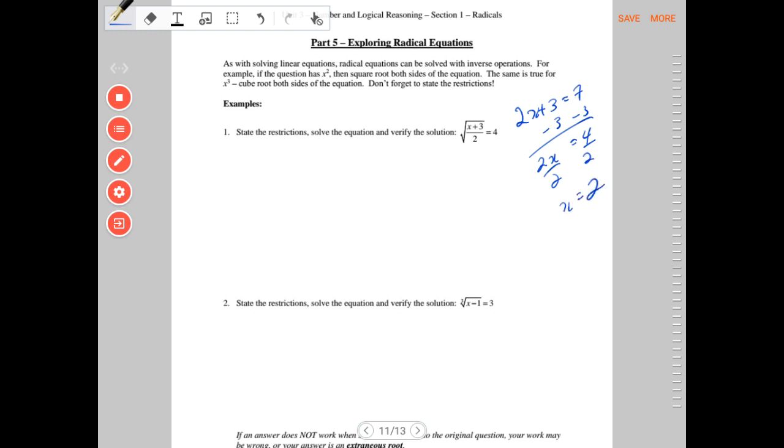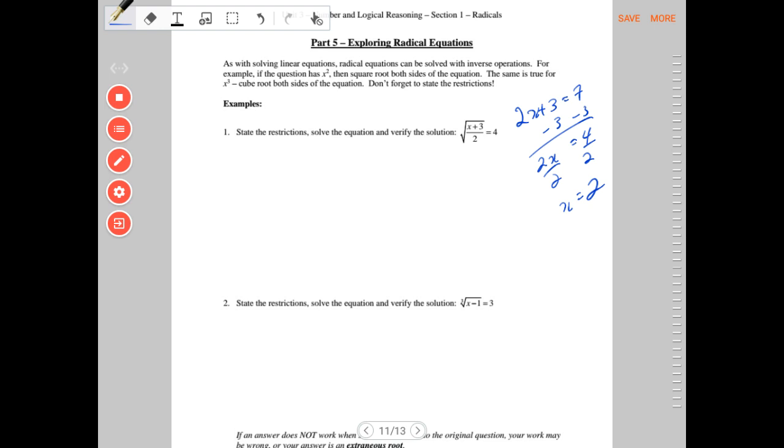Okay, so we can do the same thing with radicals. If you're given a question that has x squared, then you want a square root. If you have a question that has a square root, then you want to do the opposite, which is square it. If you have x cubed, you'd cube root both sides. Same idea: if you have the cube root of x, then you're going to cube both sides. Don't forget to state your restrictions.